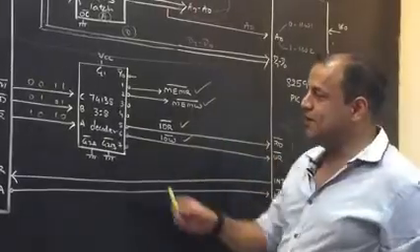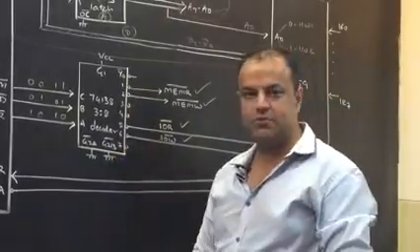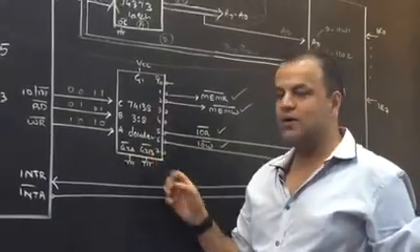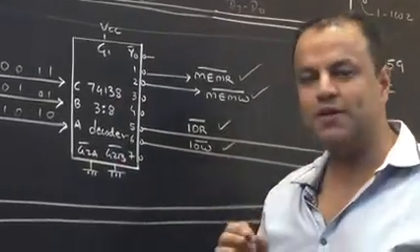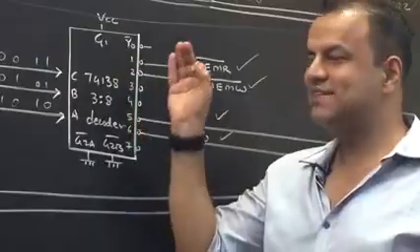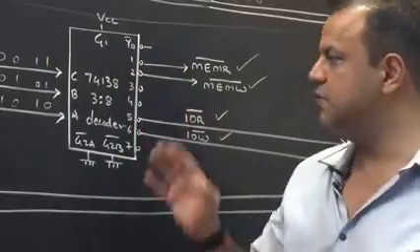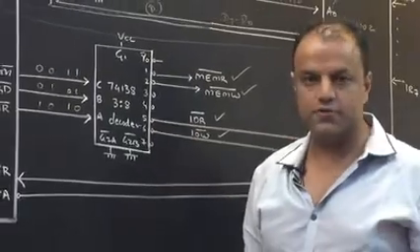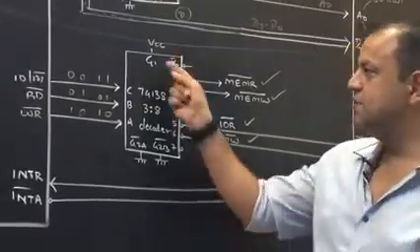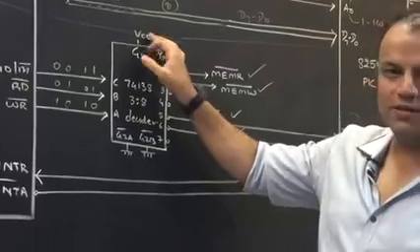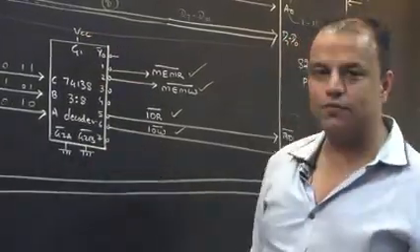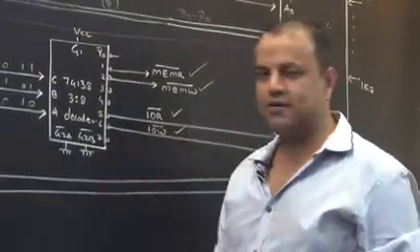Anyway, in a decoder, G1, G2A bar, G2B bar are called enables. G1 is an active high enable. G2A bar, G2B bar are active low enables. Do you want the decoder to work? Of course. That means you need to enable it. Since it's an active high enable, it should get logic 1, so you connect it to VCC. These are active low enables. They should get logic 0, so you connect them to ground.